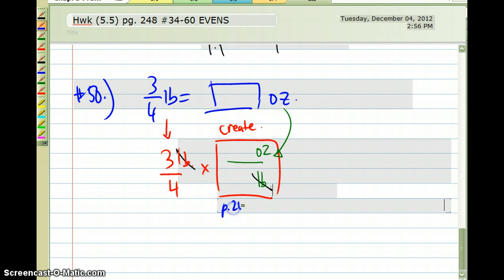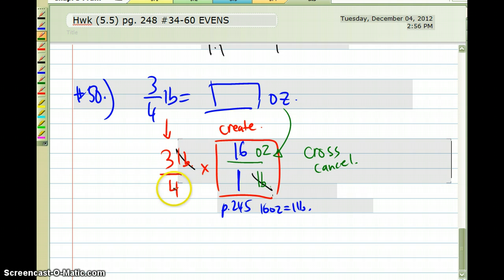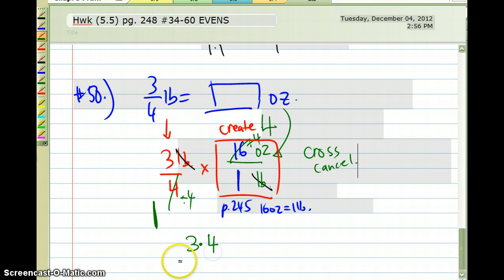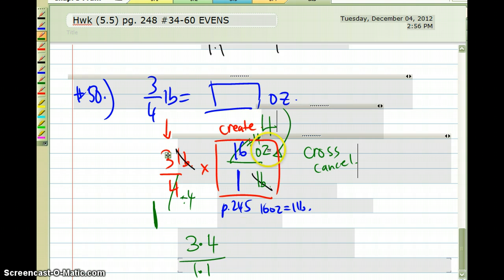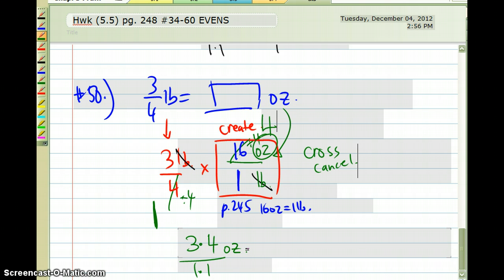On page 245 in the textbook, it says that 16 ounces is equal to 1 pound. So I'm going to write 16 in my numerator, 1 with the pound. Then I'm going to multiply my two fractions and check if I can cross cancel. It seems like I can, the 4 and the 16. 4 divided by 4 becomes 1, and 16 divided by 4 becomes 4. Now I can multiply 3 times 4 in my numerator, 1 times 1 in my denominator. I have left over the units, ounce, which is exactly what I wanted, giving me the answer 12/1 ounces, which is the same as just 12 ounces.